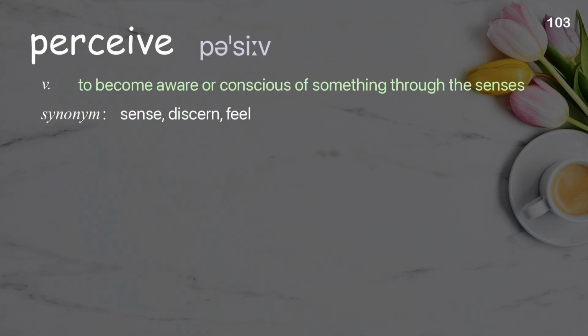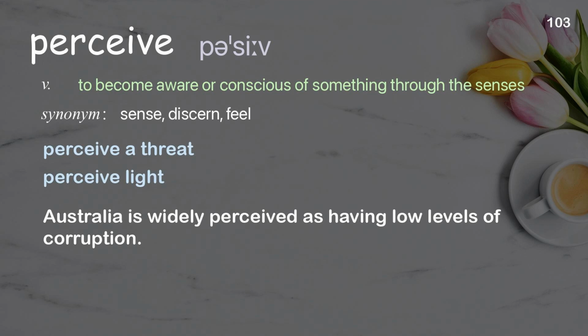Perceive. To become aware or conscious of something through the senses. Examples. Perceive a threat. Perceive light. Australia is widely perceived as having low levels of corruption.